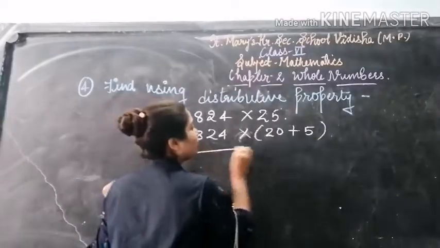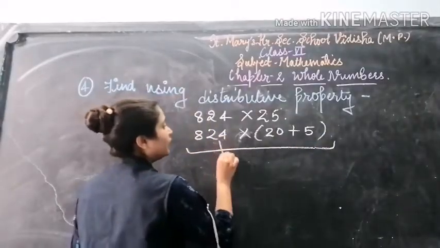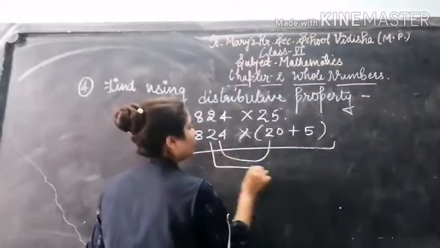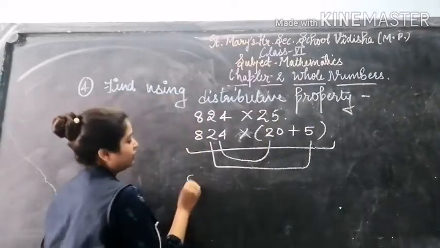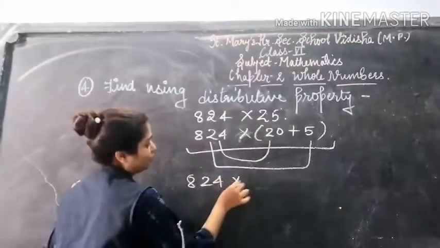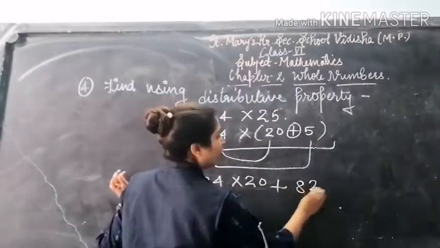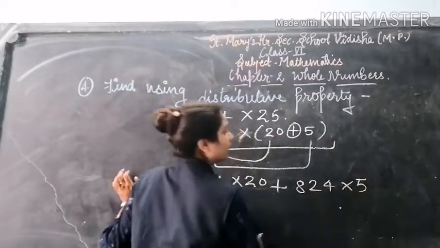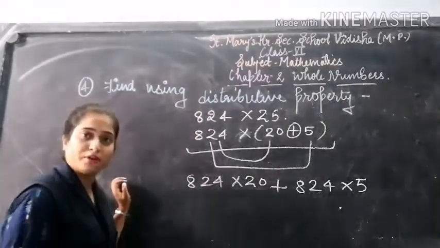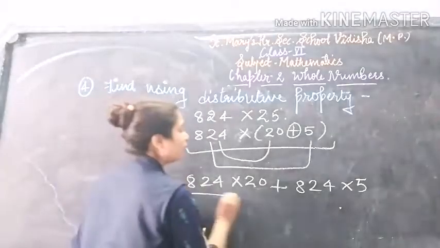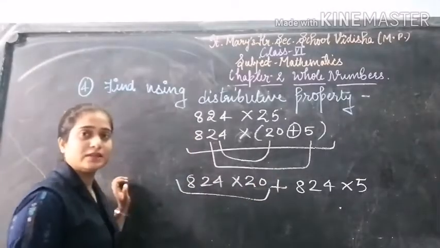Now what do we have to do? We have to multiply 824 into 20 and 824 into 5. So we will write 824 into 20 plus 824 into 5. Now we have to multiply both these numbers.